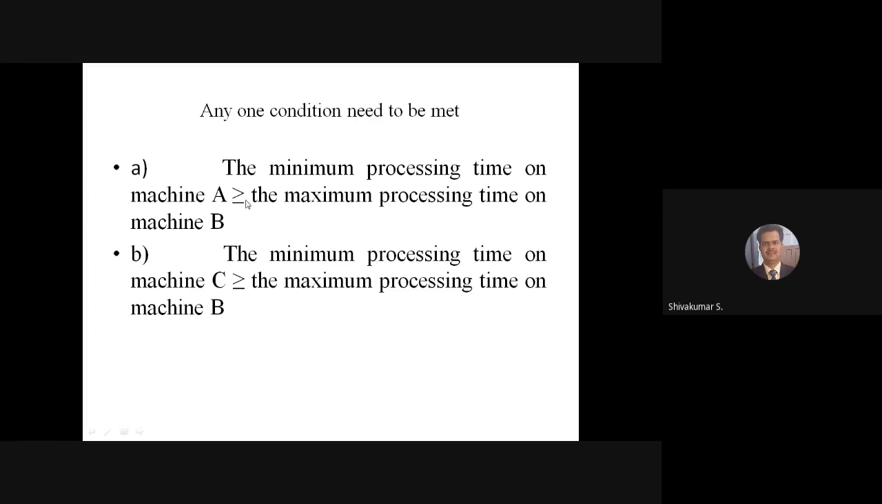This is if the order is given as A, B, C only. If it is CAB, then the minimum of C should be greater than or equal to the maximum of A. Likewise, this check is only for the ABC sequence: the minimum of A should be greater than or equal to the maximum of B, and the minimum of C should be greater than or equal to the maximum of B. If the order is ABC, it is as above; if it is CAB, then it becomes CA and BA.